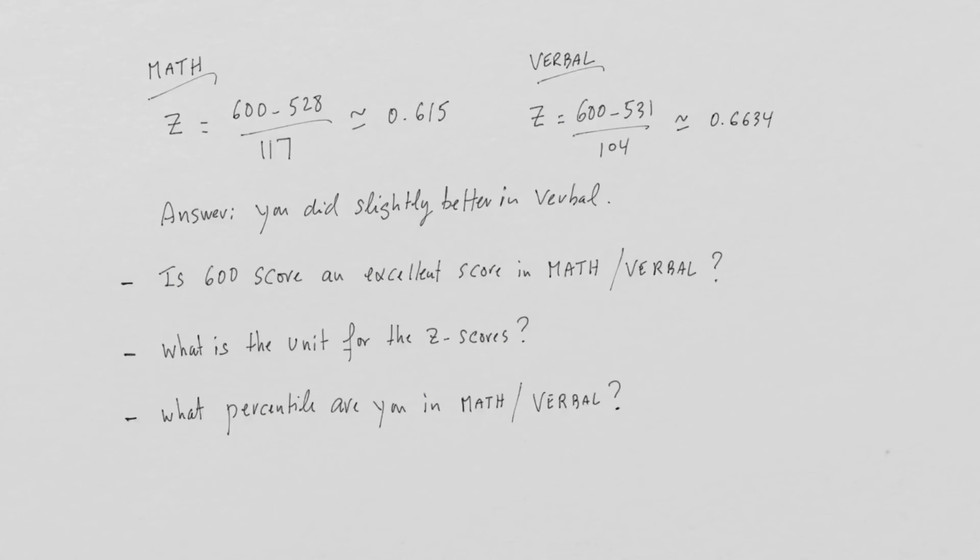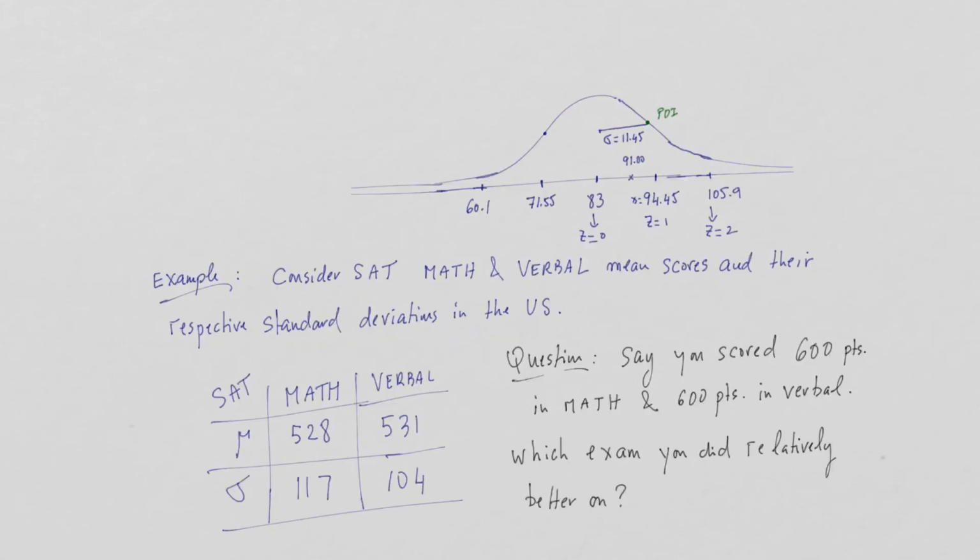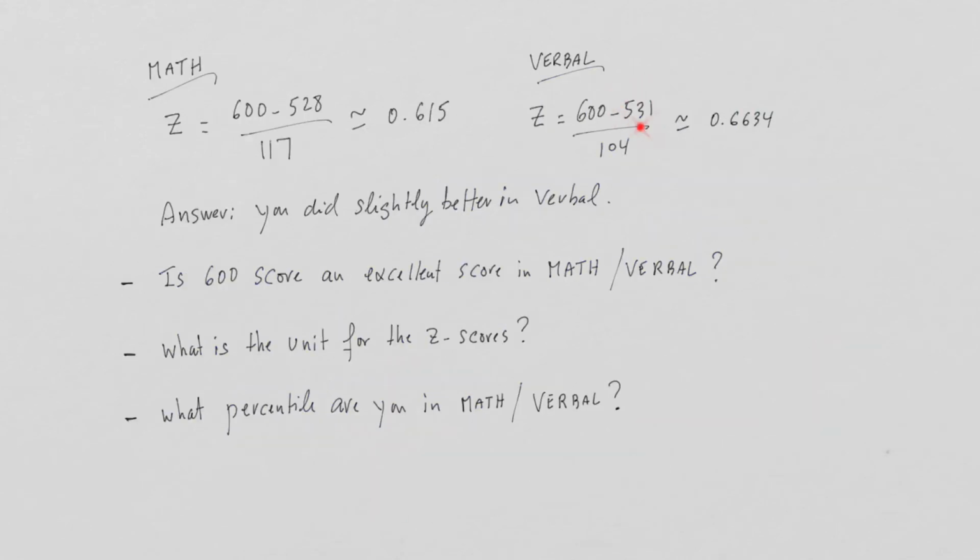So let's see. Let's stick with the math. So I want to know what does 600 mean in terms of z-score in math. So we take 600, subtract the mean in math, divide by the standard deviation of the math. I got 0.615. If I go to the verbal, I take my 600 because you scored 600 in both, okay? So now I'm focused on 600 in verbal, okay? Subtract the mean in verbal, divide by the standard deviation of verbal, I got 0.6634. Now I can compare the z-scores. This is Z for math, and this is the Z for verbal.